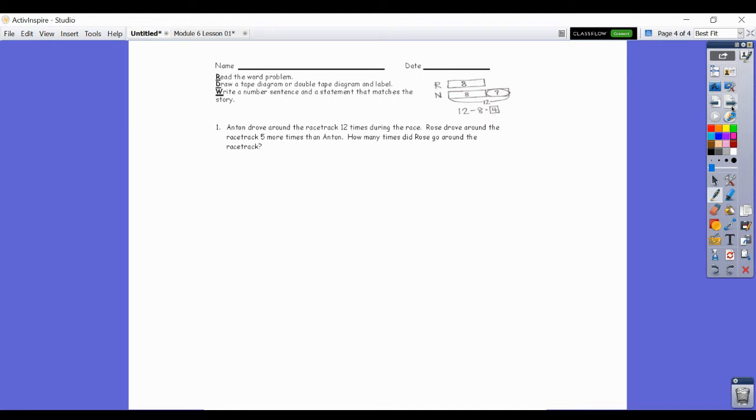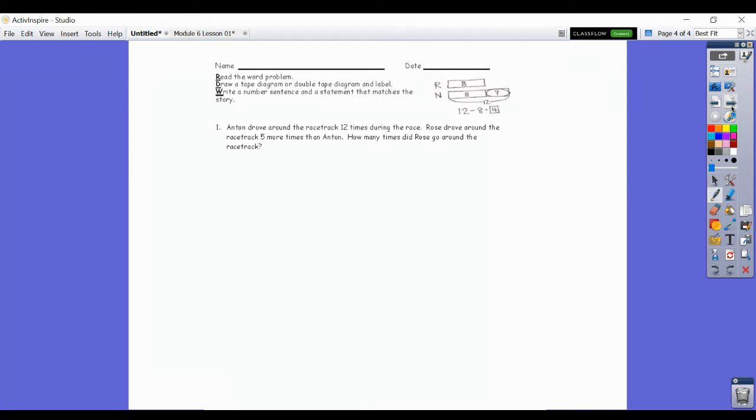So here's the new thing that is going to be on our checkpoint. I'm going to read the problem, and then we're going to draw our tapes, and we're going to write a number sentence and figure out our answer. Anton drove around the racetrack 12 times during the race. Rose drove around the racetrack 5 more times than Anton. How many times did Rose go around the racetrack?